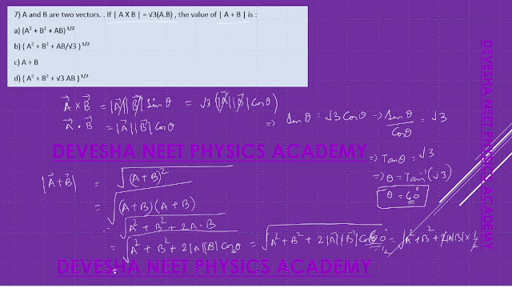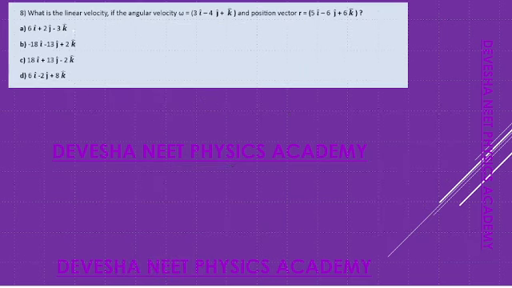So this will remain A square plus B square plus, so 2 goes away. We're left with only the moduluses here, right? So plus AB. Okay, so which is the first answer. Right. Now we'll go to the next one.